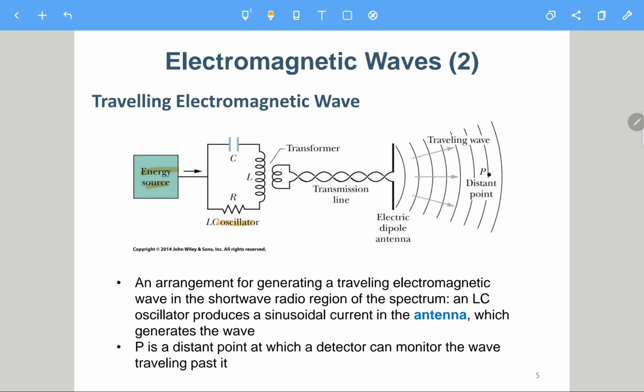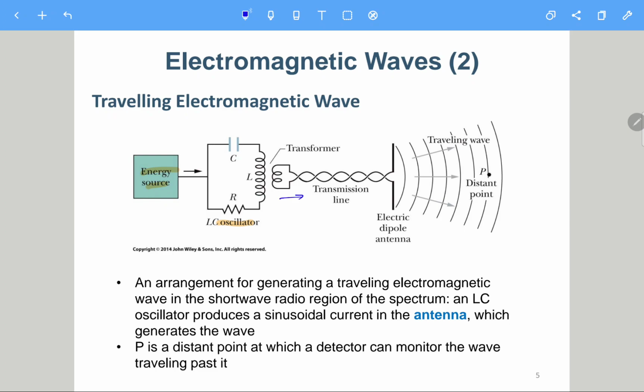And in chapter 31, you know that for this RLC circuit, there will be a natural frequency determined by the RLC value, or more strongly determined by the LC value, which is approximately 1 over square root of LC. And after passing through the transformer, it will be a sinusoidal current on the secondary stage.